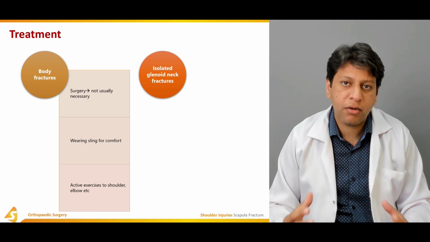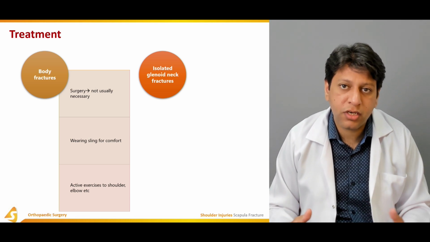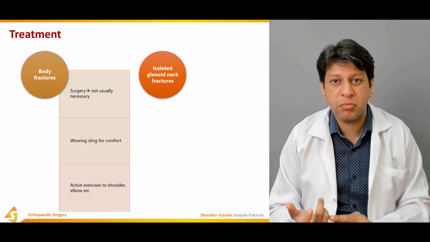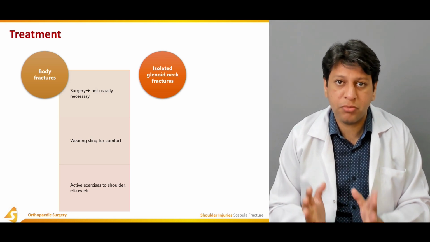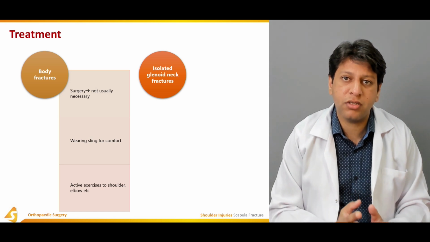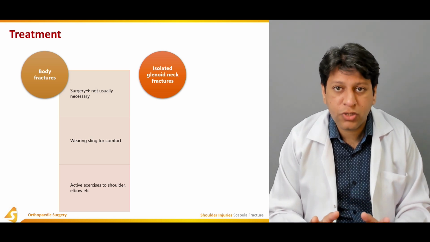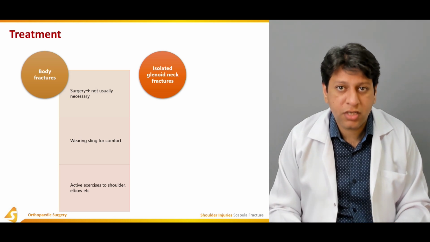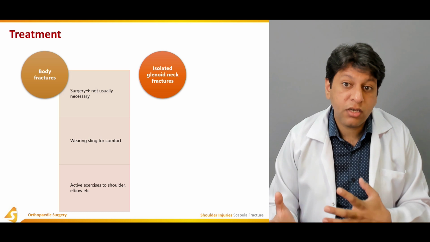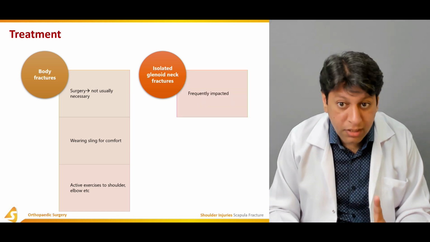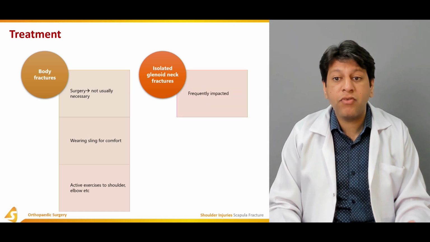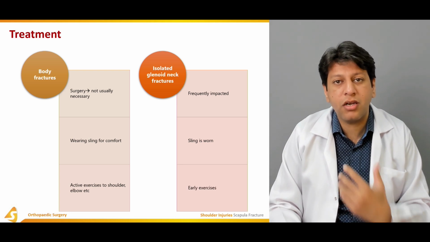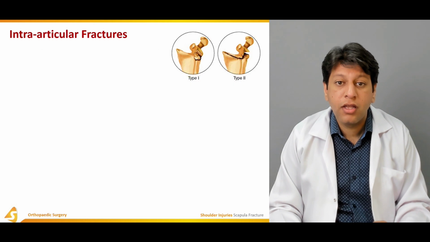Usually there are polytrauma patients associated, but if the patient's airway is secure, there is no associated cervical spine injury, the patient is breathing normally, there is no hemothorax, tension pneumothorax, or other associated thoracic injuries, circulation is not hypotensive, he is vitally stable, and it comes out to be an isolated glenoid neck fracture only, then what we know is it can be frequently impacted. Usually the sling is worn for some time and eventually early range of motion is started.